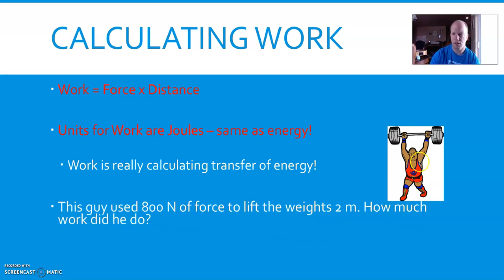So let's check this out here. Got this guy. He lifted these weights way over his head. Here's the amount of force he used. Here's how far he lifted them. How much work did he do? Well, it's pretty simple, right? Plug stuff in. You got 800 newtons times 2 meters. And that gives you 1600 joules. Okay, so in the process of lifting these weights here and applying this force, we transferred 1600 joules of energy to those weights.